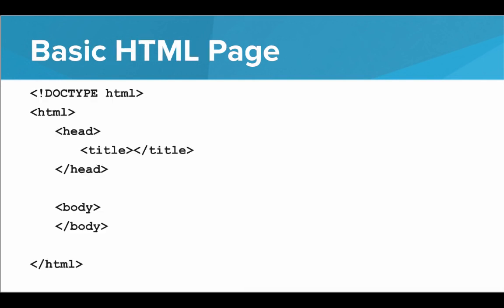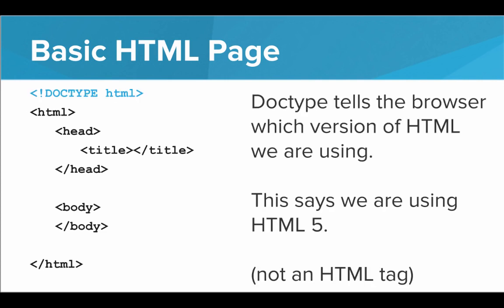So here is the skeleton for a basic HTML page. And there's a lot going on here, so let's break this down tag by tag and see what each tag is doing. So here we have the doc type. Doc type tells the browser which version of HTML we are using. So this tag says that we're using HTML5. Note that this is not an actual HTML tag. This is just a comment at the top of the file telling the browser which version of HTML we're using. You'll need this at the top of all of your HTML pages.